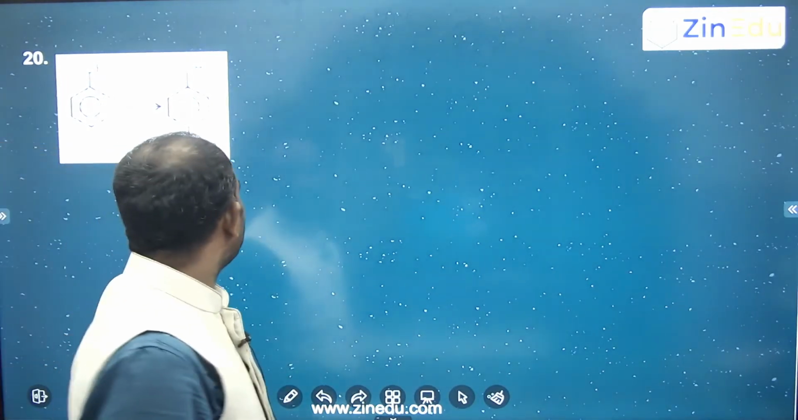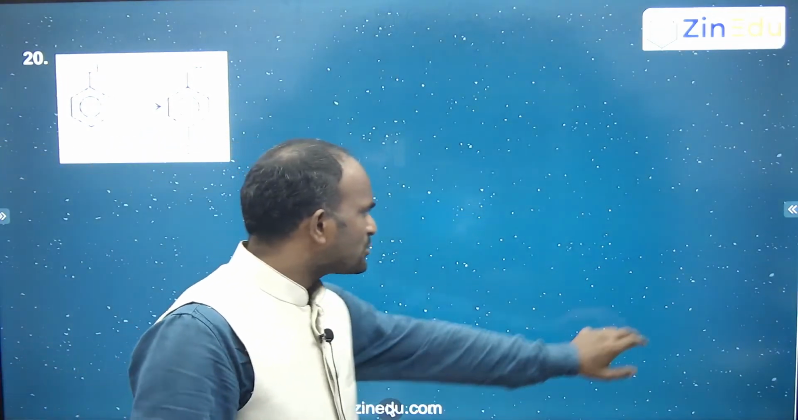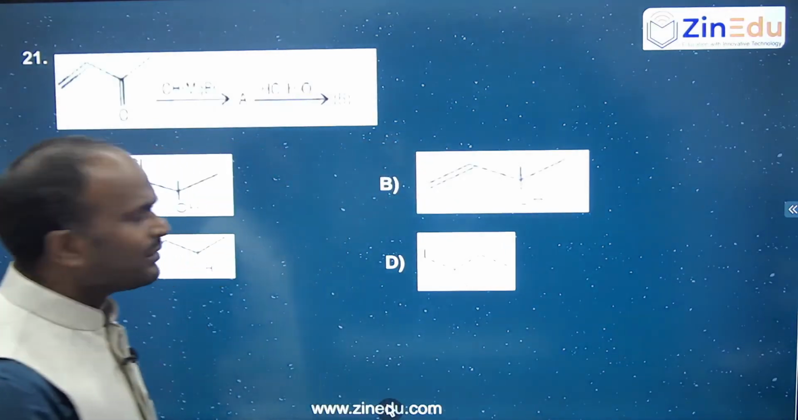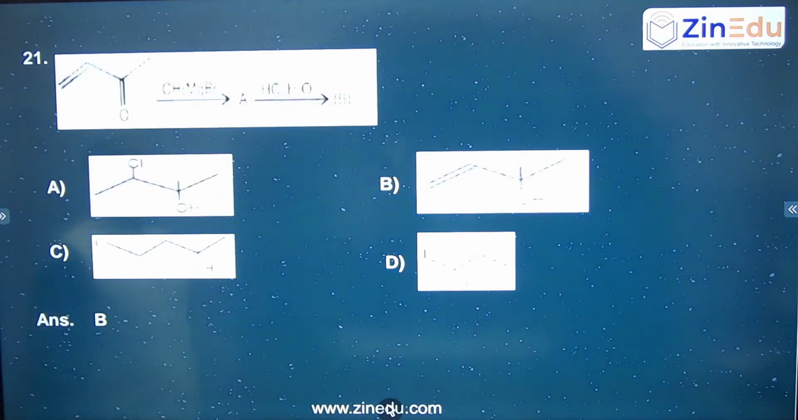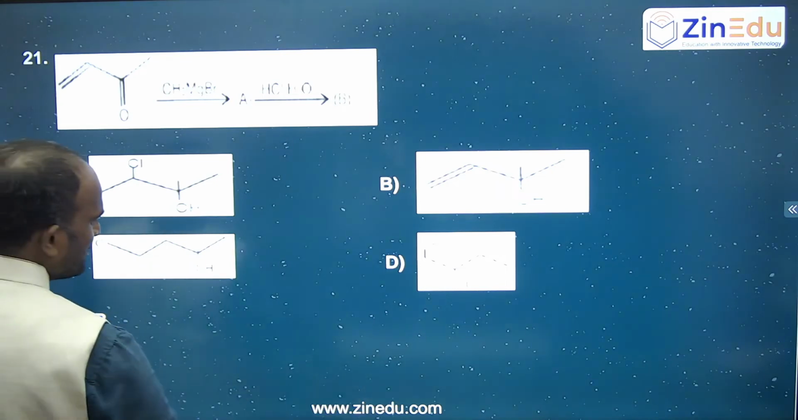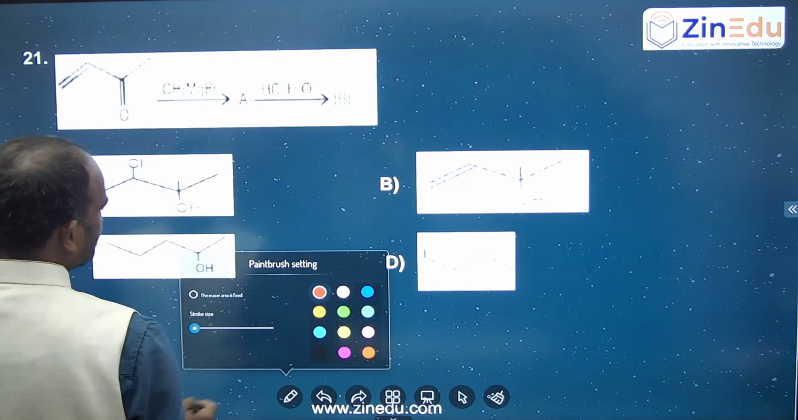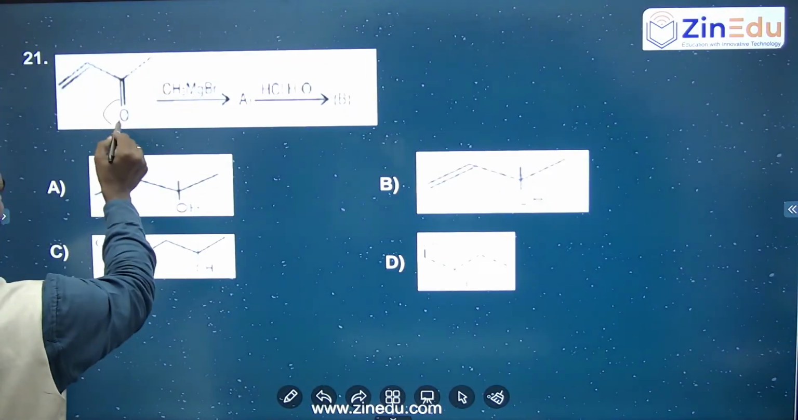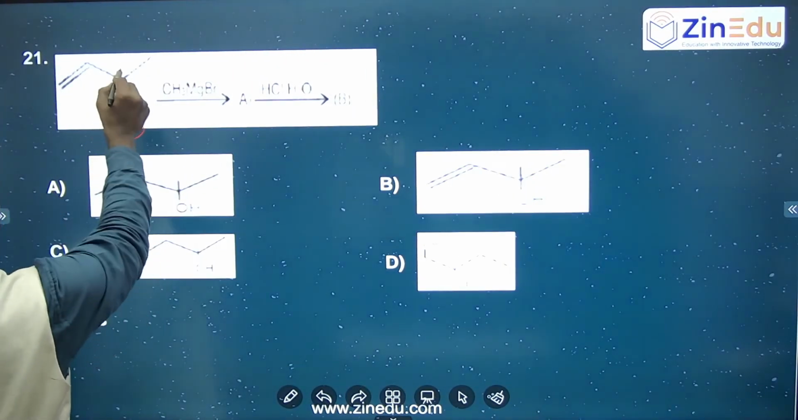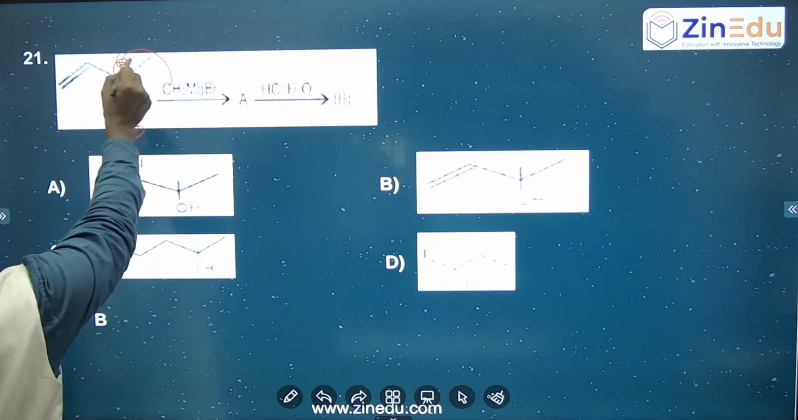So maybe the theory is not given properly, so I am just skipping this question. The content is not there properly. Now what is going to be formed with CH3MgBr? The Grignard reagent they have given. The bond is polarized, negative charge here, positive charge here. CH3 is going to attack here.